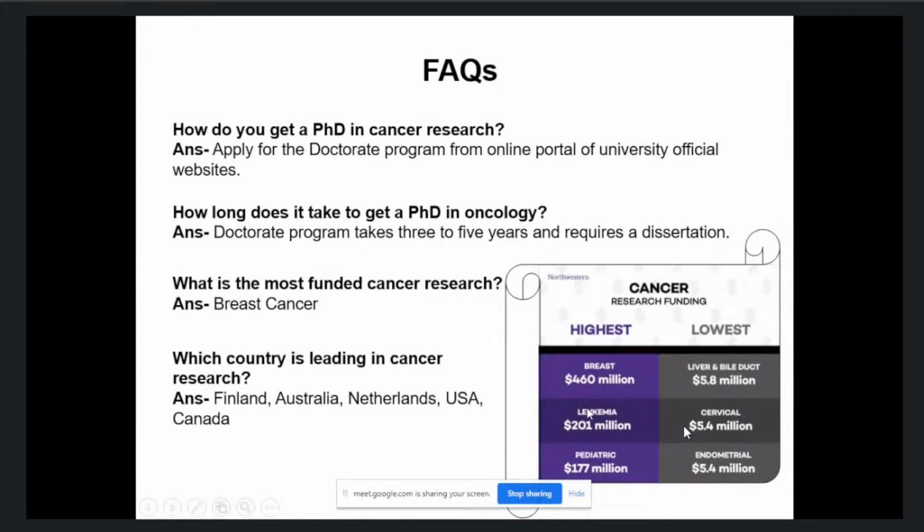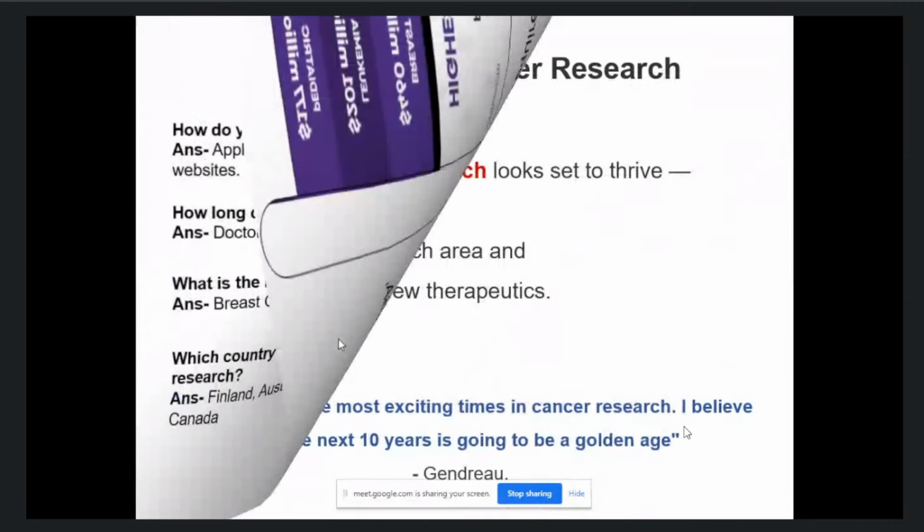It does not mean that if breast cancer has more funds, you should go into breast cancer research only. That depends on proposal to proposal. Even lung cancer is getting 200 million in funded projects. And if your proposal for breast cancer is not that strong, you will not get that 200 million for your project. It depends on your proposal, your research objective and all.